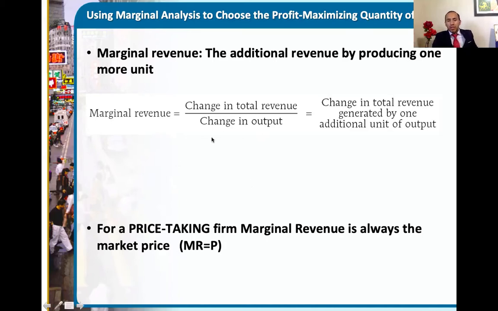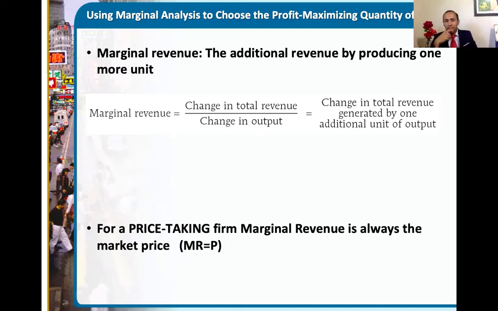So every time they increase output, any additional unit of output is going to generate more revenue, but it's always going to be equivalent to what the market price is at that time. Again, they cannot set the price. They're not price setters. They take the price as given. So their marginal revenue for each unit is always equivalent to the price.